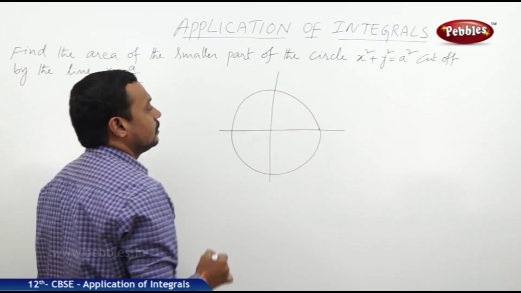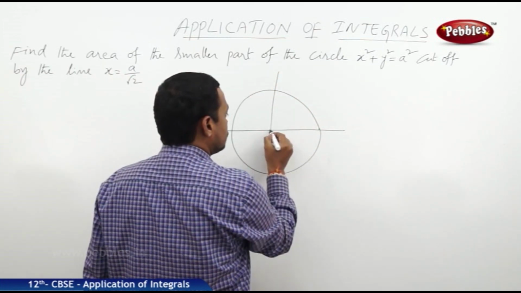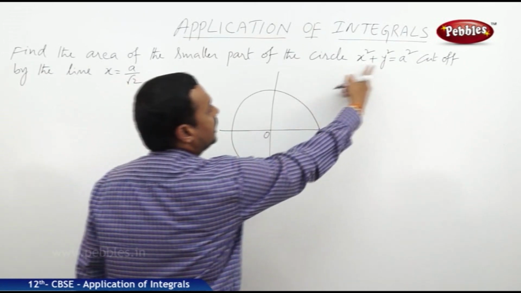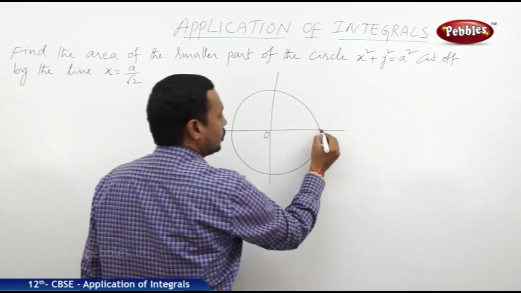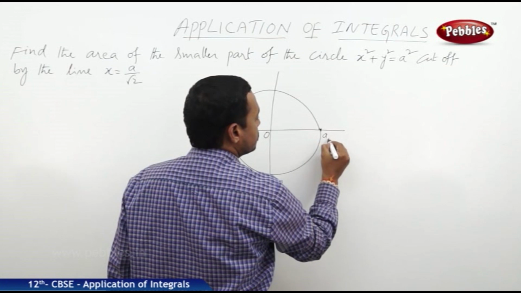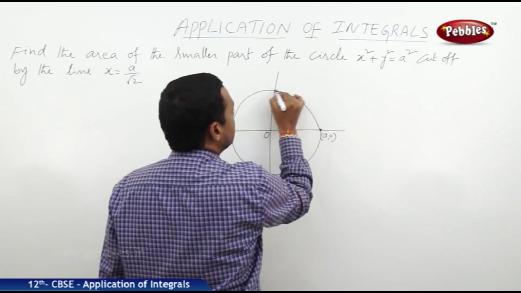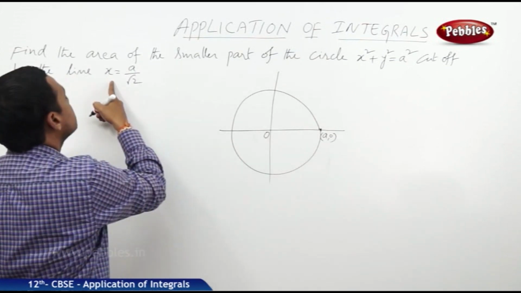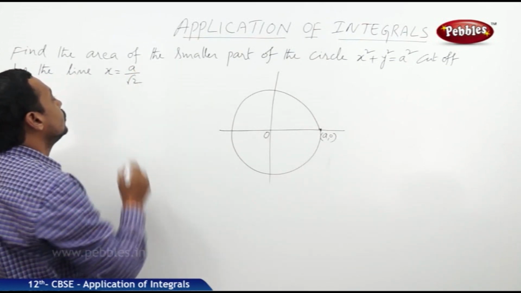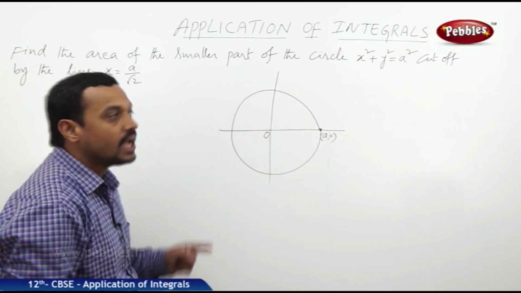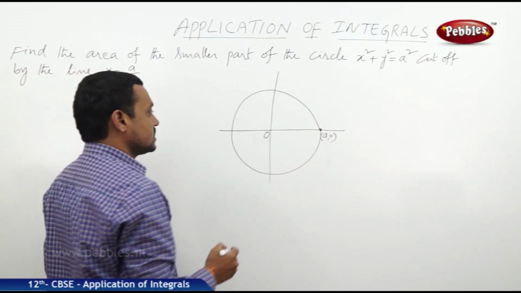Now let it be the circle whose center is at the origin and whose radius is a units, so that the coordinates of this point are a comma 0 and this is 0 comma a, okay. And x is equal to a by root 2, what does it represent? It is a straight line parallel to the y axis.